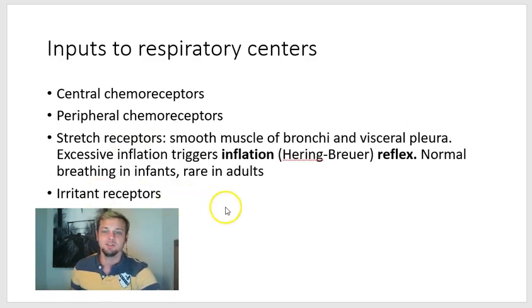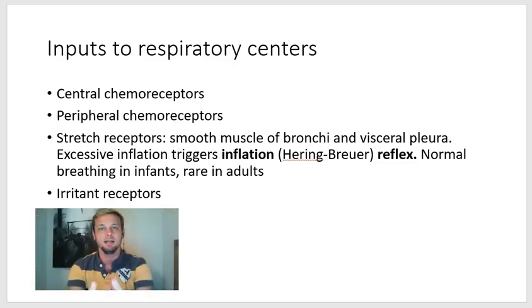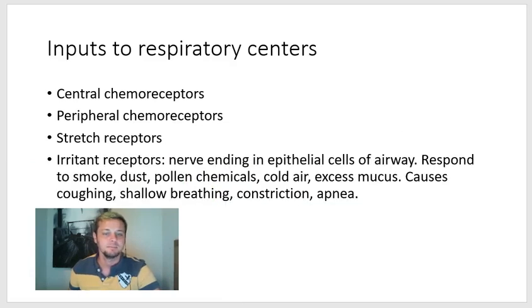You have stretch receptors. You have smooth muscle in the bronchi and the visceral pleura that can pick up on stretch. Excessive inflation causes this thing called the Hering-Breuer reflex. And this is how babies breathe. When they're taking a breath, they're just breathing in, and then that stretch reflex sets off, and then they relax. Breathe in, and then relax. Not typically used in adults. And then irritant receptors in the epithelia of the airways respond to smoke, dust, chemicals, whatever, to cause you to cough.